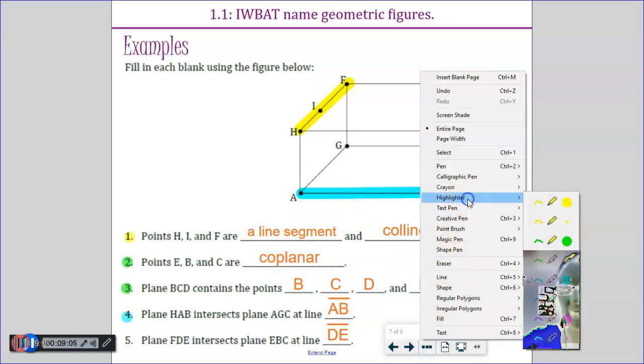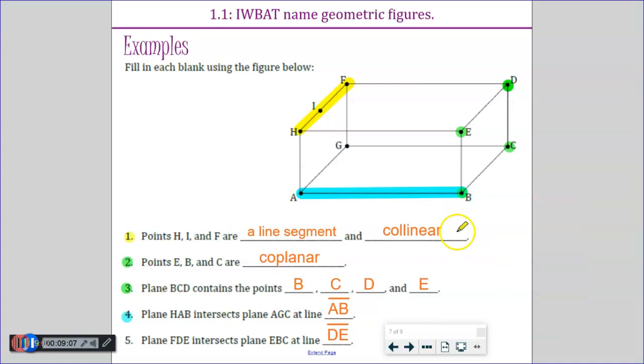Question number 5 asks us something similar. It asks where plane FDE, which is the top of the box, intersects EBC, which is that right side of the box. So the top of the box and the right side of the box intersect right here at line D to E. Notice that for DE and AB, they're both line segments, so I use the line segment symbol above them when I labeled them.